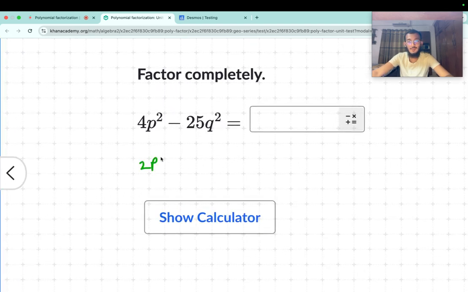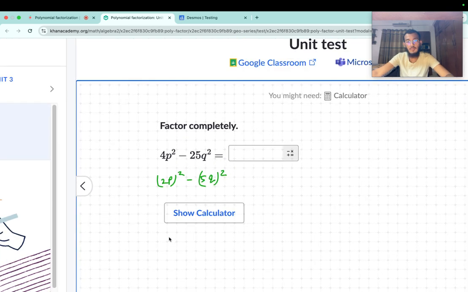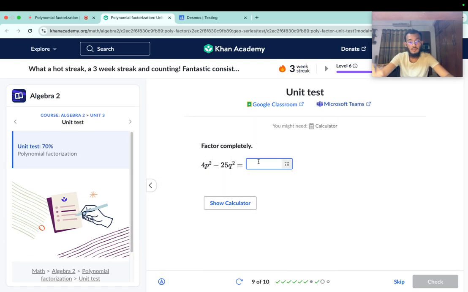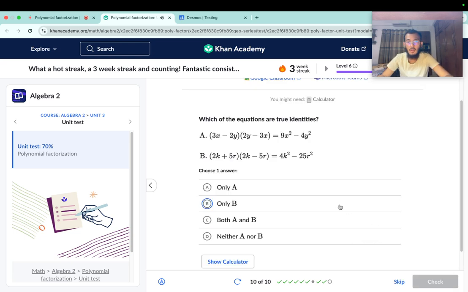Anyway, 2p whole squared negative 5q whole squared gives 2p plus 5q times 2p minus 5q. I'm using the formula a squared minus b squared equals a plus b times a minus b, just like the similar one that you have done before.